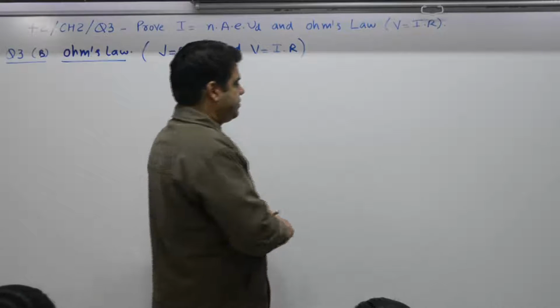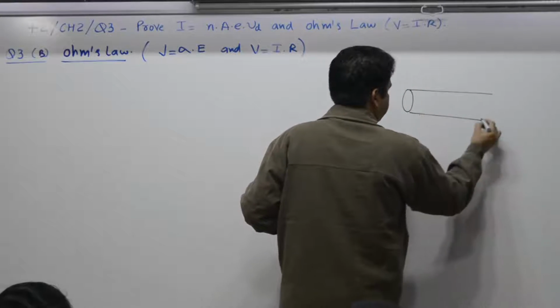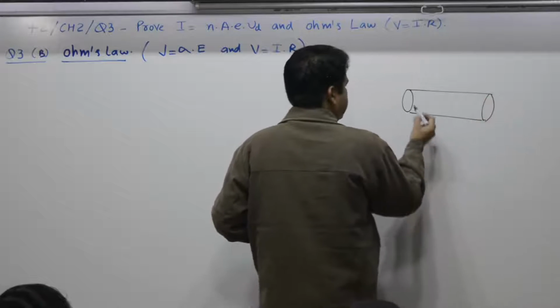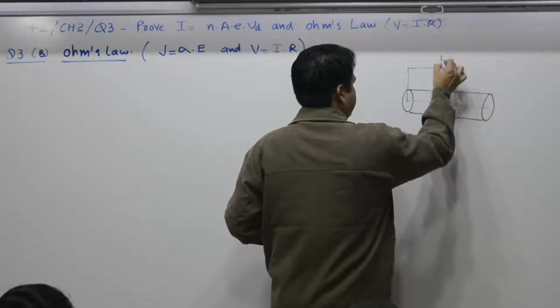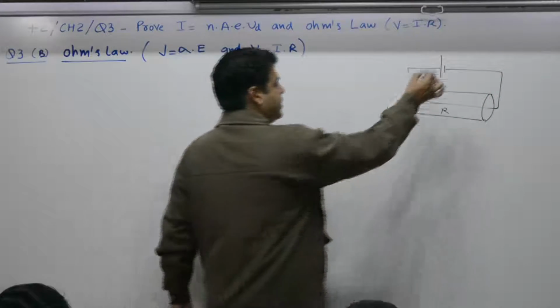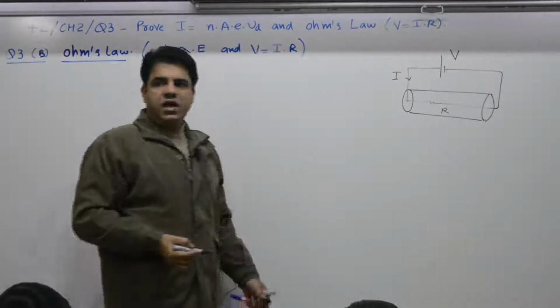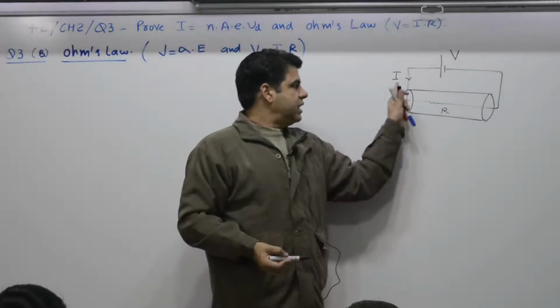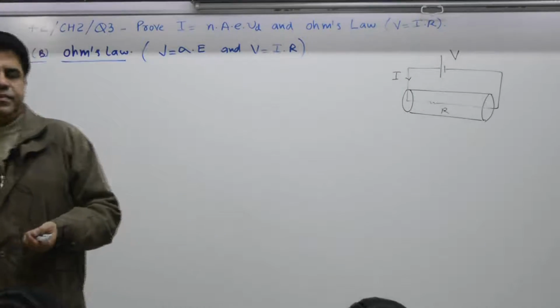The law is, if there is a wire of resistance R, resistance of the wire is R. If you connect a battery of voltage V across it, then the current flowing in the wire is I. The relationship between V, I and R is what? V is equal to I into R, Ohm's law.